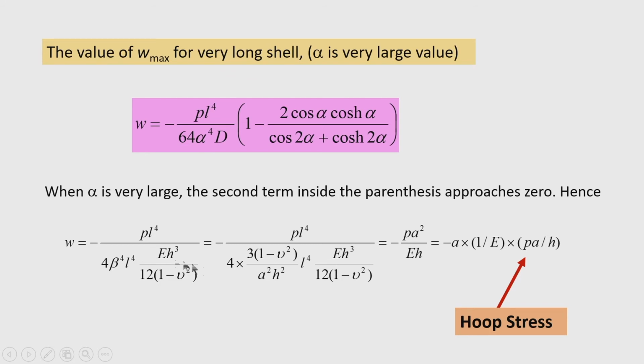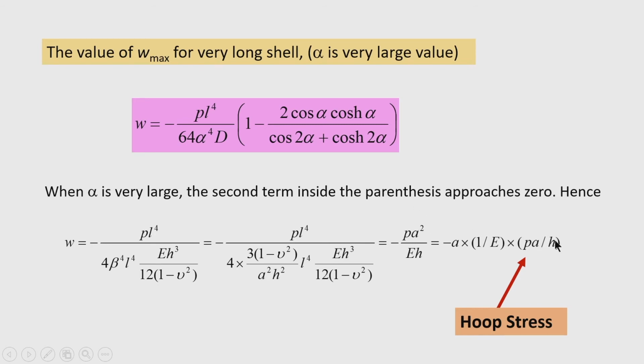Now, substituting beta to the power 4 as we have obtained earlier as 3 into 1 minus mu square divided by s square h square, and L to the power 4 is already there, and we substituted D here also, written as E h cube by 12 into 1 minus mu square. After simplifying this expression you will find that W is equal to minus P s square by E h. Now, this expression can be examined.